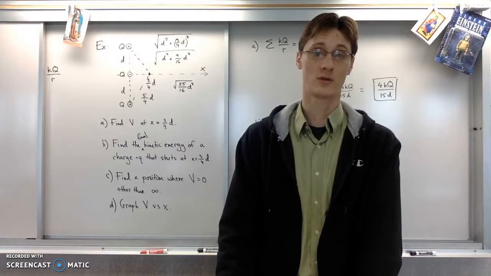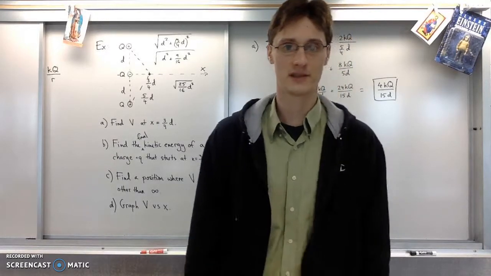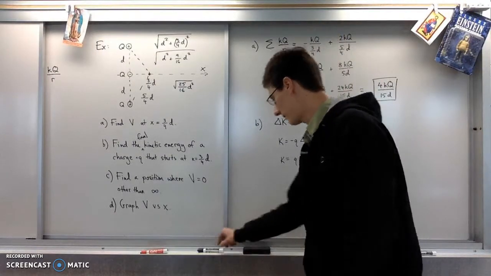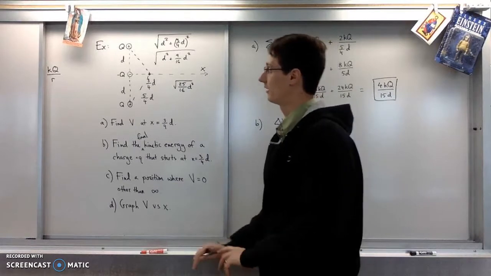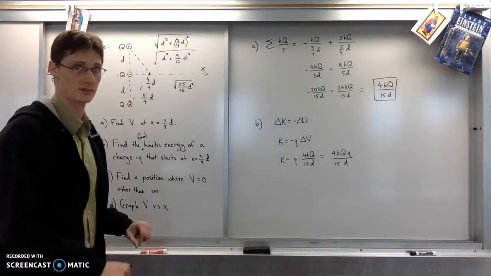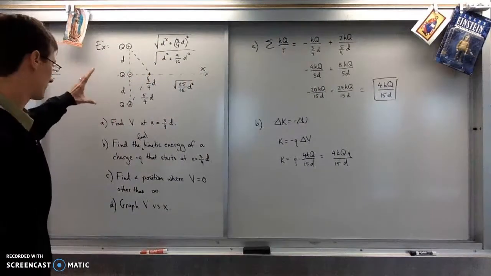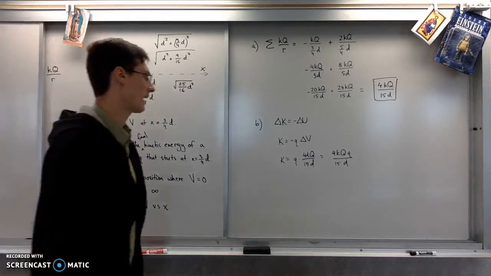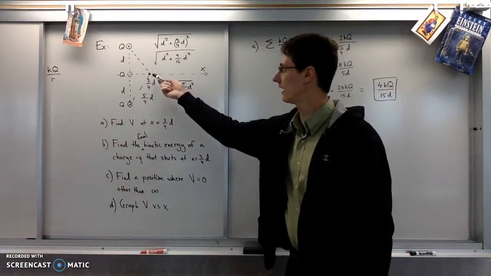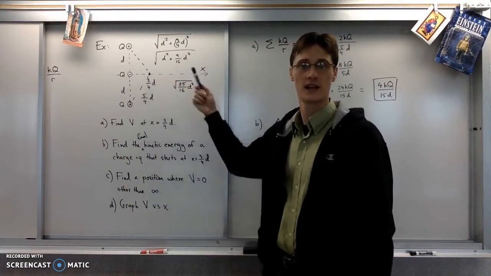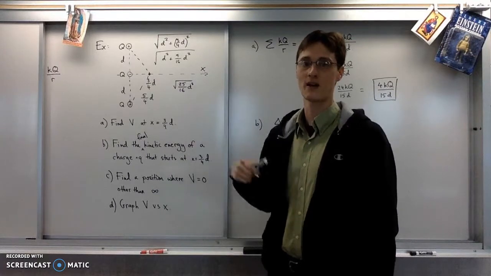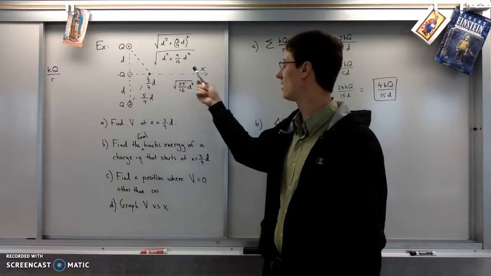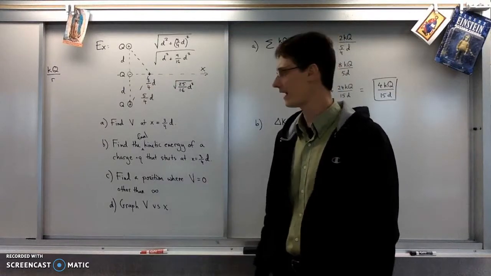And welcome to part 4 of the review videos for AP Physics. We're continuing with our question about electric potential around a system of point charges. So in parts A and B, we were looking at the potential at this particular point right here, and then what that meant about the change in kinetic energy as it moved from here to really, really far away.